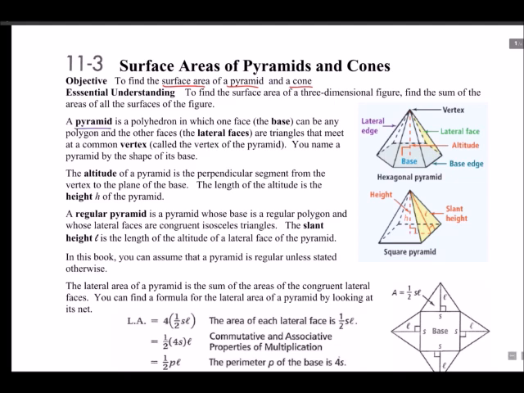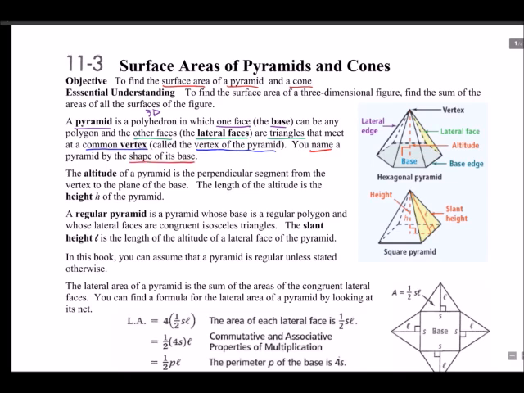A pyramid is a polyhedron, that's our 3D figure, in which one face, which is the base, can be any polygon, and the other faces, which are lateral faces, that's around the middle, are triangles that meet at a common vertex called the vertex of the pyramid. And we name our pyramid by the shape of the base.